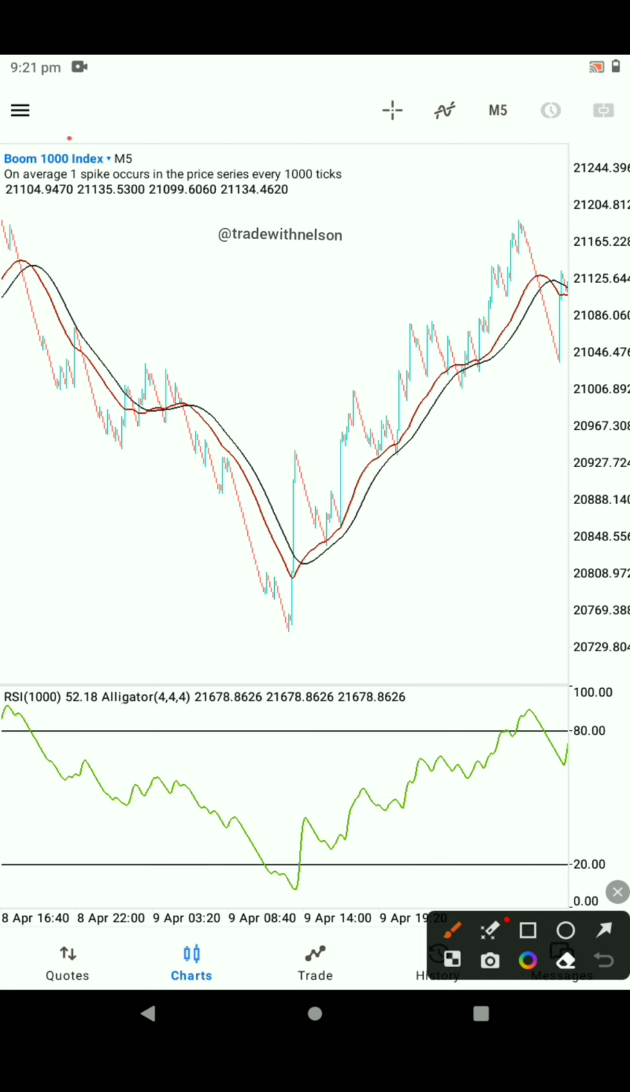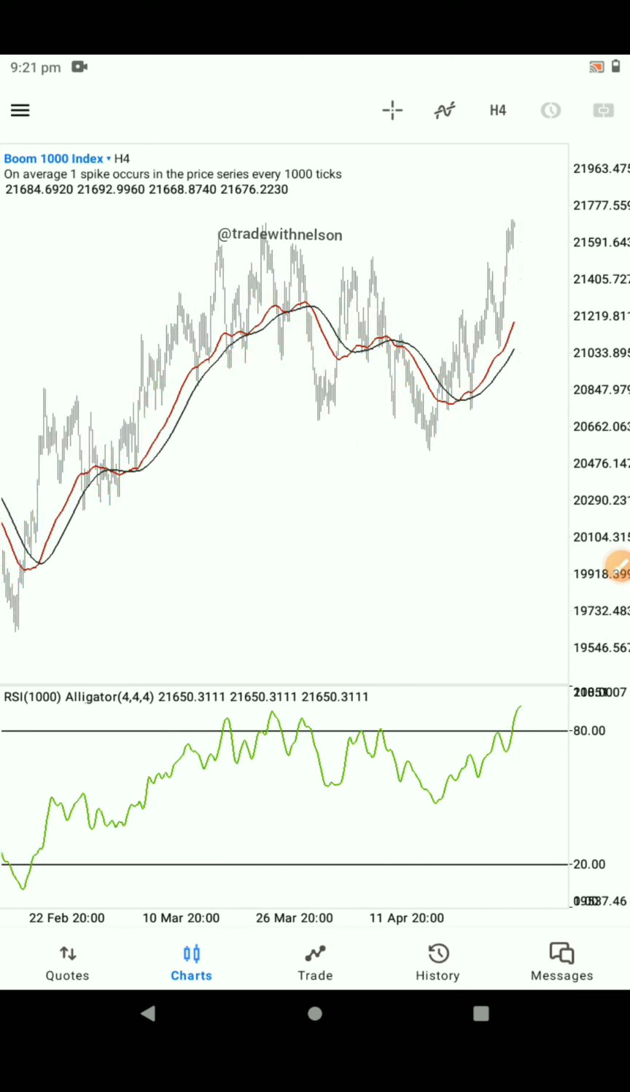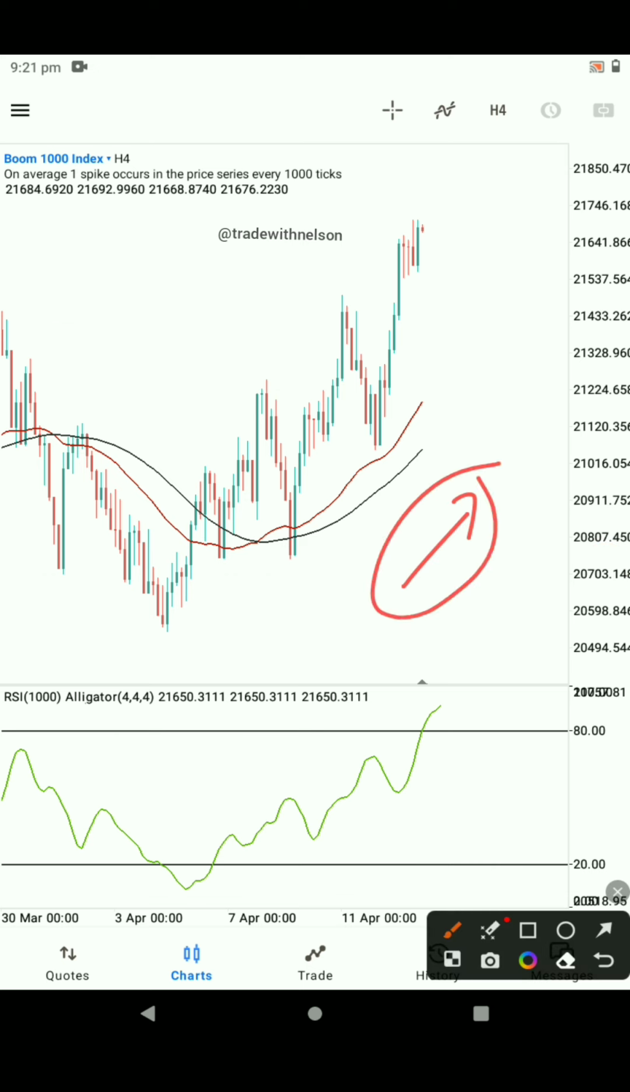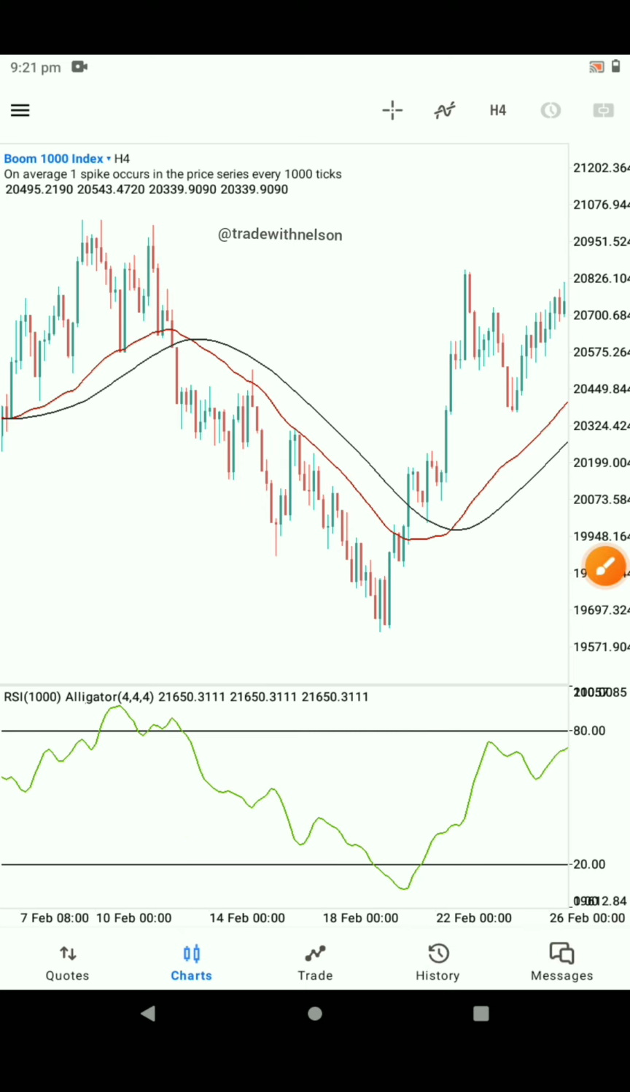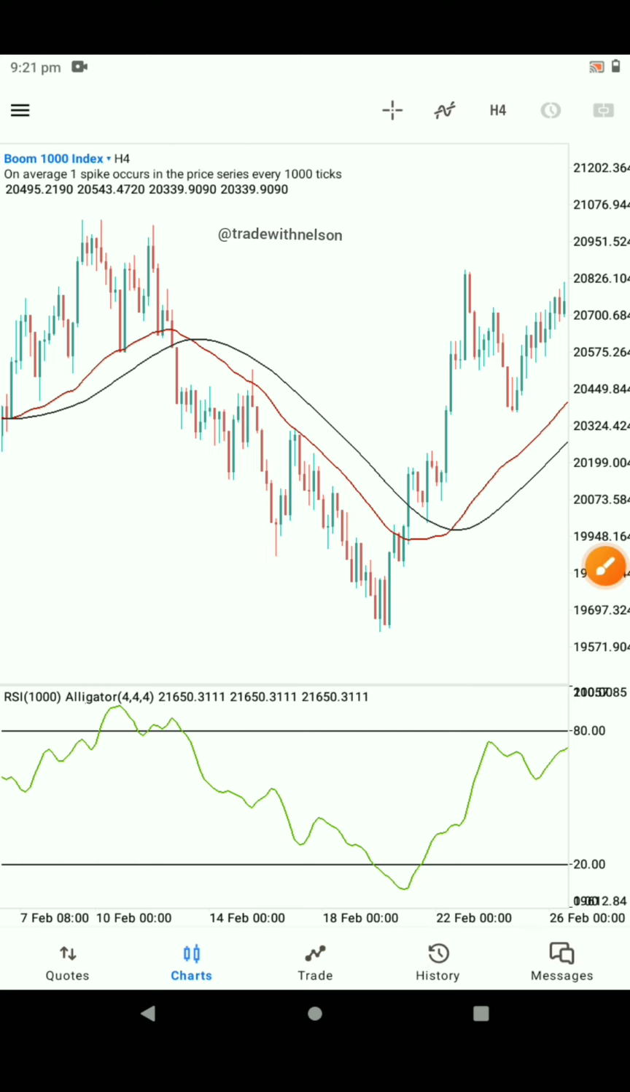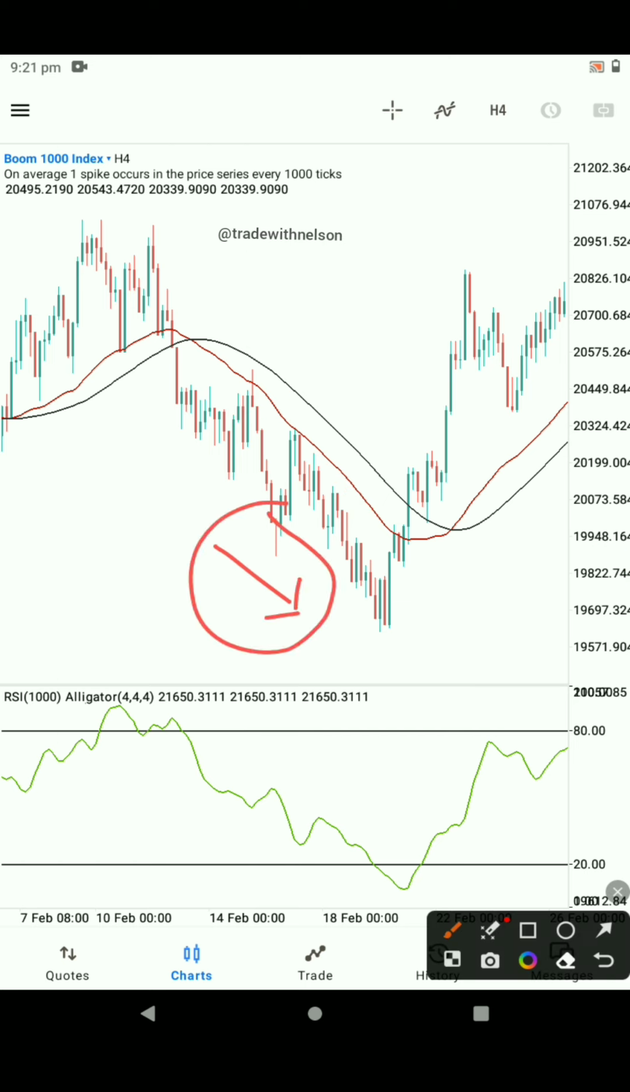So you can see over here, this is Boom 1000. For you to catch spike, what you need to do is to go to your 4-hour time frame. You want to determine the direction of the market. Anytime the candles are above the moving average, this is uptrend. This is a very good condition to catch the spikes to the upside. And anytime the candles are below the moving average, then this is downside. This is a good condition for you to catch the retracement to the downside.